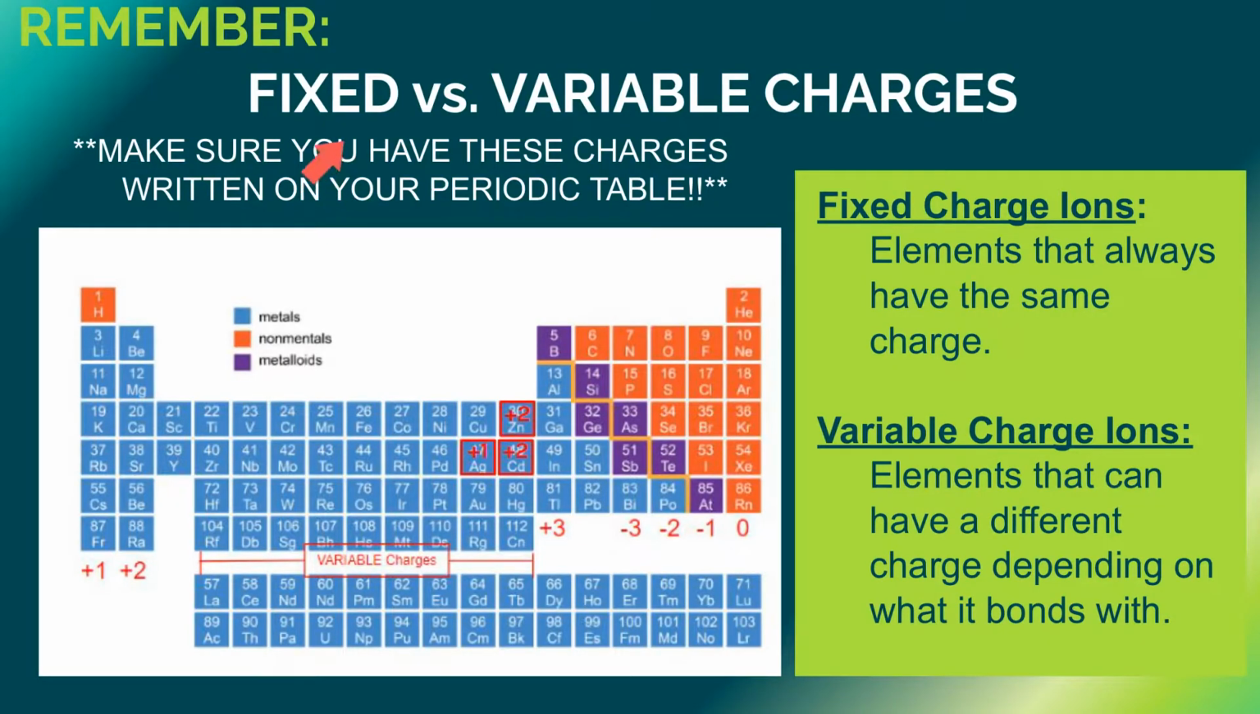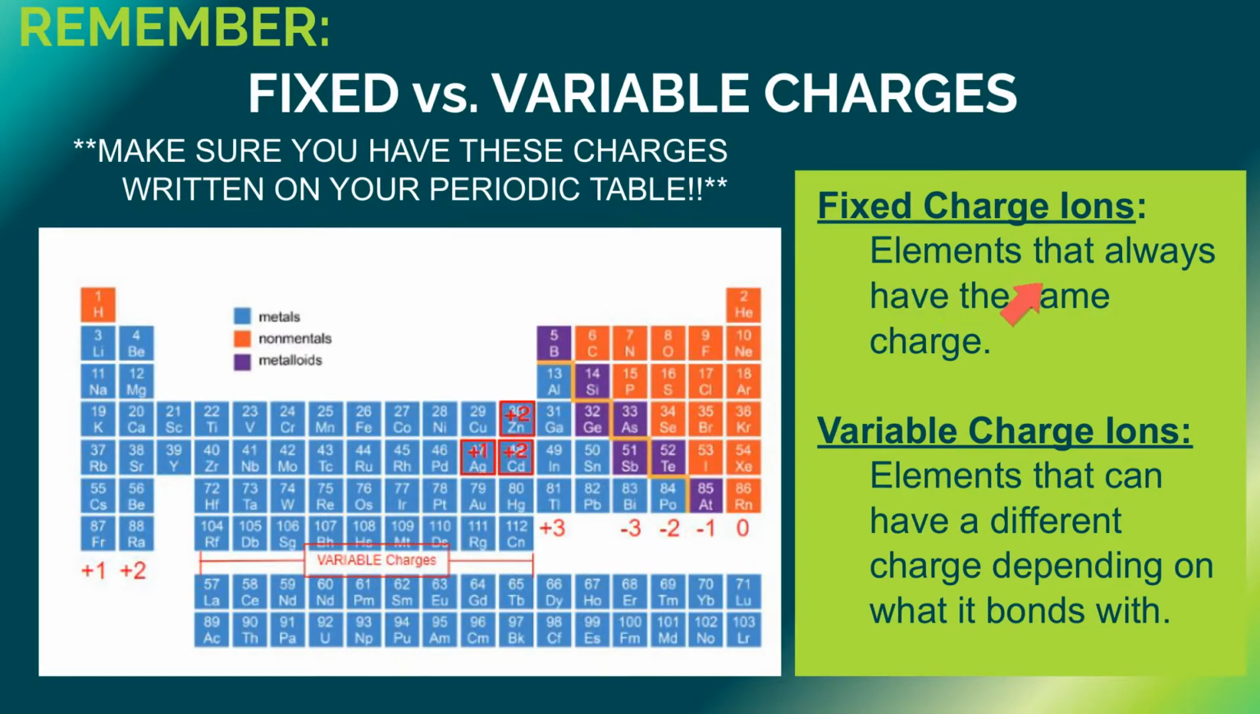If you remember, fixed versus variable charges. Make sure you have these charges written on your periodic table. Group 1 plus 1, group 2 plus 2, over here plus 3, minus 3, minus 2, minus 1. Silver will have a plus 1 charge, cadmium will have a plus 2, and zinc will have a plus 2. All the rest of the transition metals will have variable charges.